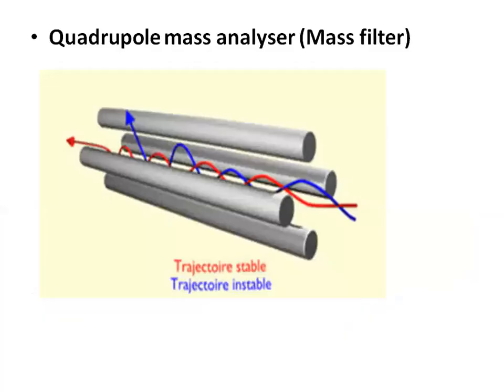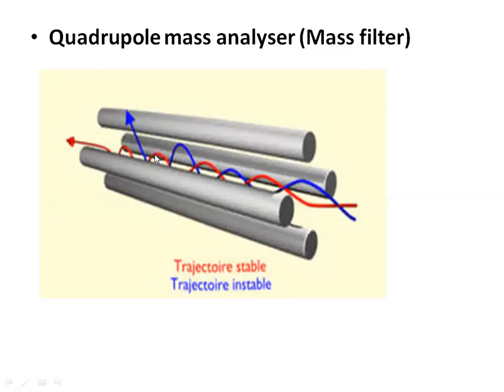The third kind of mass analyzer is the quadrupole mass analyzer, which is also called a mass filter. As the name implies, it's a quadrupole. It consists of 4 poles. Here we can see some waveforms in red and in blue. Red is showing the trajectory which is stable, and blue is showing the trajectory which is unstable.